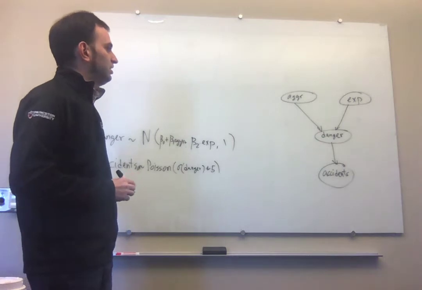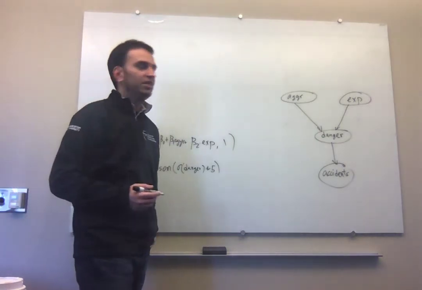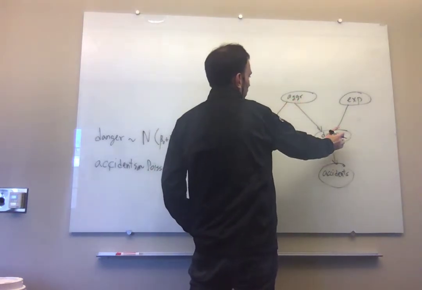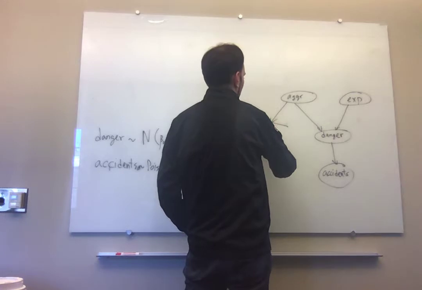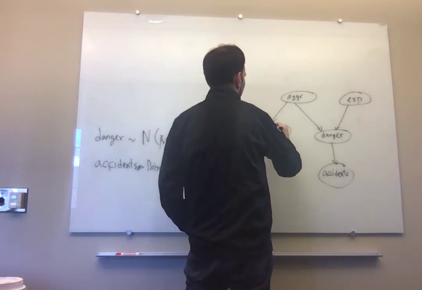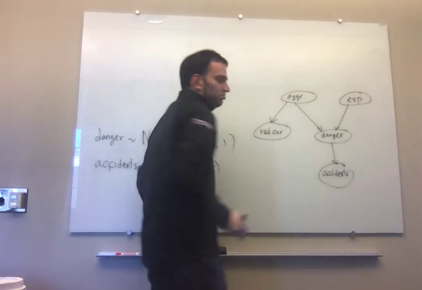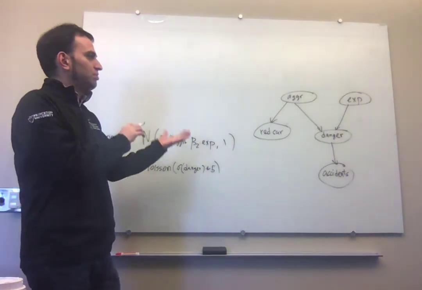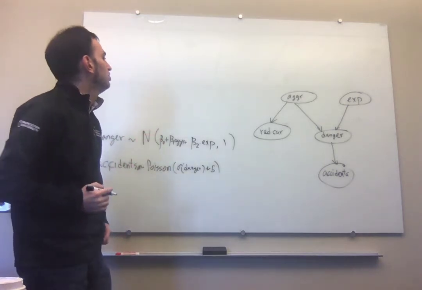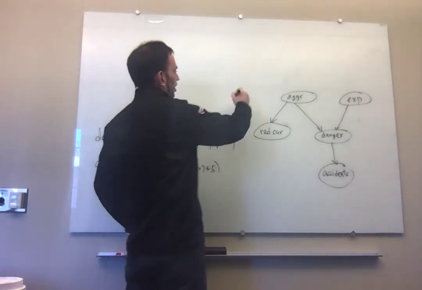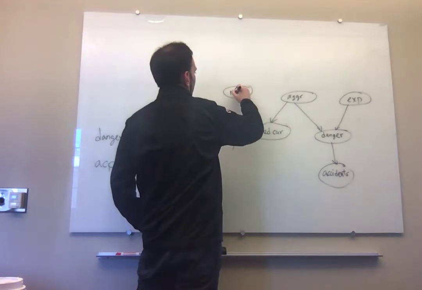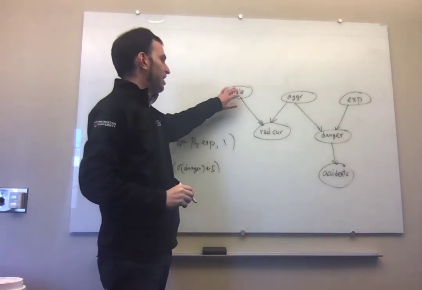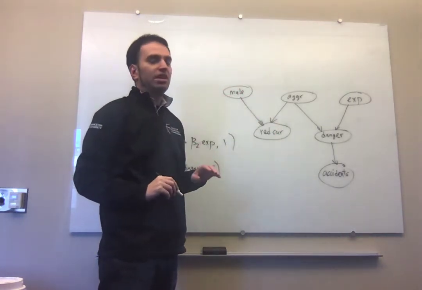Now we get into what we saw in class, the red car thing. We posited that aggressiveness causes dangerous driving, but it also causes the person to be more likely to drive a red car. That is probably not true, but let's see. Another thing that we posited might cause a person to want to drive a red car is being male. So we'll have another variable, we'll call it male. And if the person is male, then they're more likely to drive a red car.